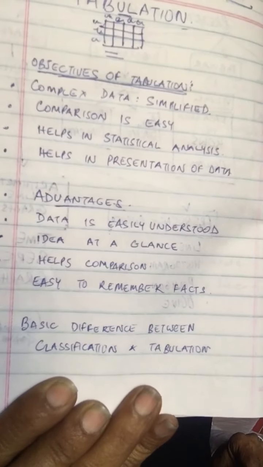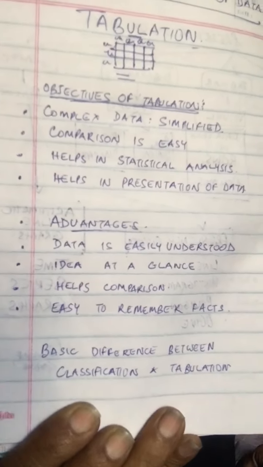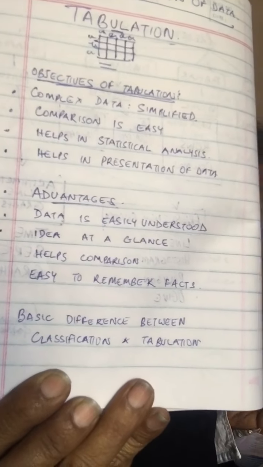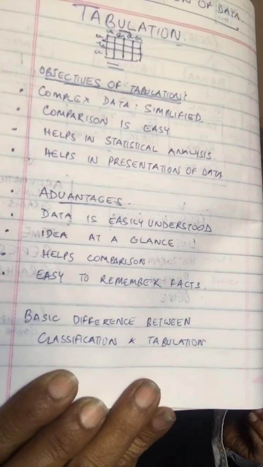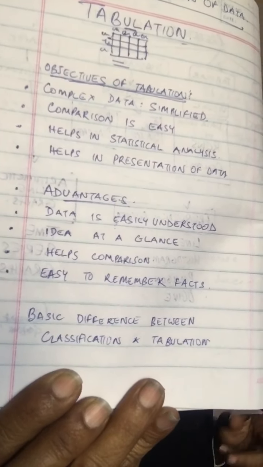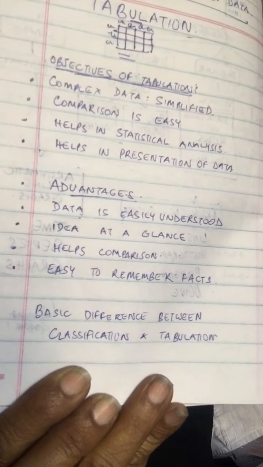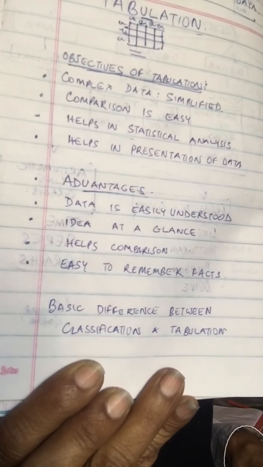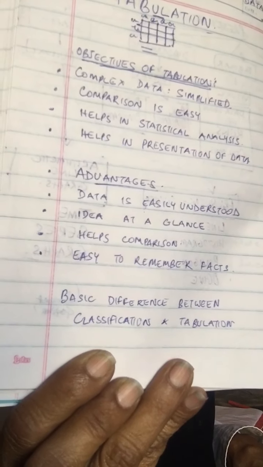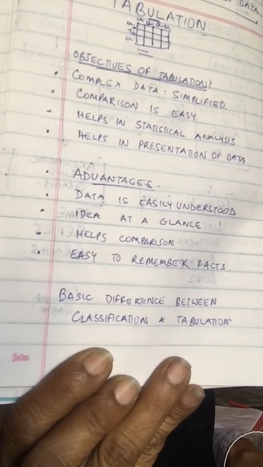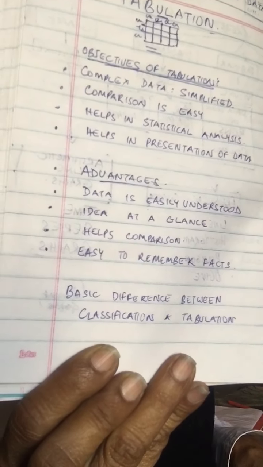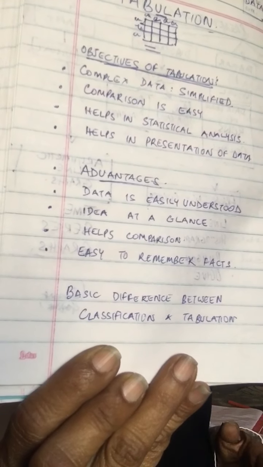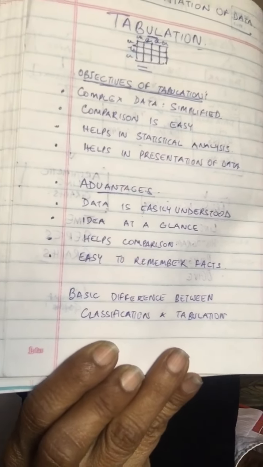Now, before I close this class, let me tell you a few lines. After all, what is the difference between classification and tabulation? Because it seems almost like the same, but they are different. Now look at this. Data are classified before tabulation. With that, tabulation becomes easy. So tabulation is a step after classification. Only classified data can be presented in a tabular form.